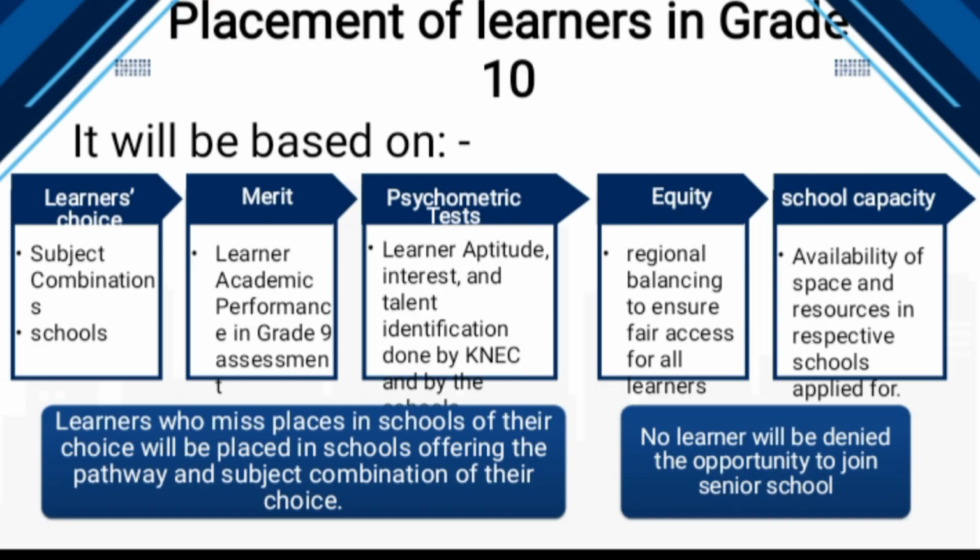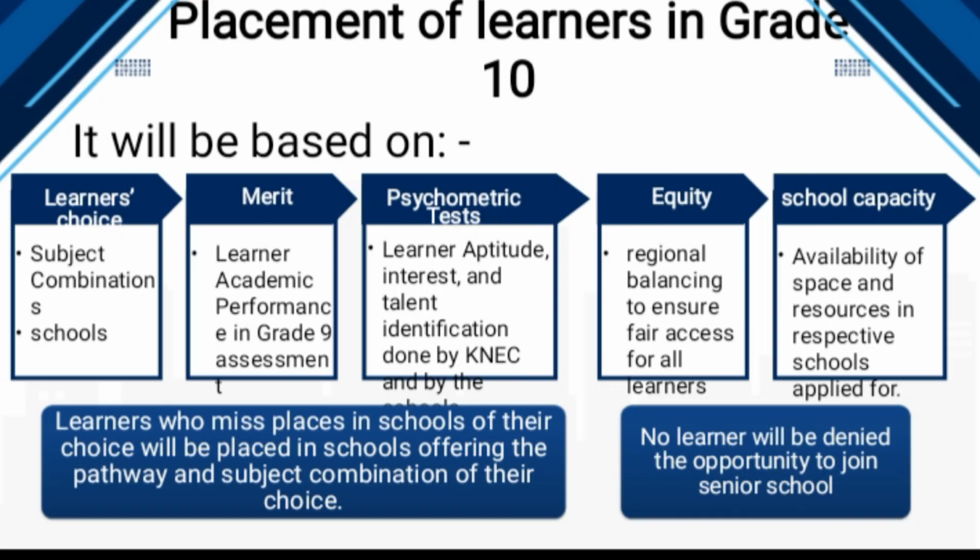Then we have merit. Under merit, we are talking about the learner's academic performance in grade 9 assessment, KJSEA exam that they will be writing at the end of this year. Then we have psychometric test. Here we are talking about learners' aptitude, interest, and talent identification done by NEC and by the school. Then we have equity. Here we are talking about regional balancing to ensure fair access for all learners. Then school capacity. Here we have the availability of space and resources in respective schools applied for.